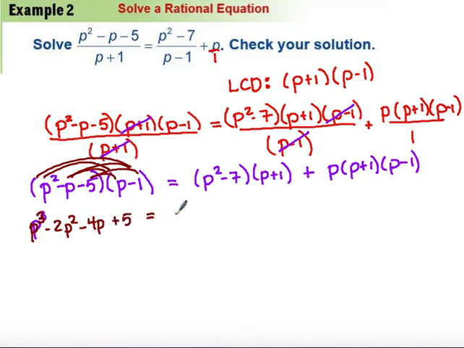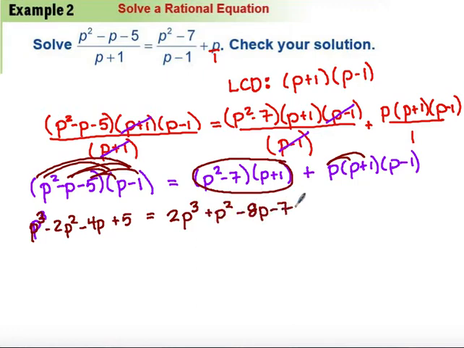Now, of course, I'm skipping a step here. So if you need to pause and come back to me, that's okay. Then I'll have to FOIL these together. I'll have to distribute this p and then FOIL and then simplify. When I do that, that's going to give me 2p cubed plus p squared minus 8p minus 7.